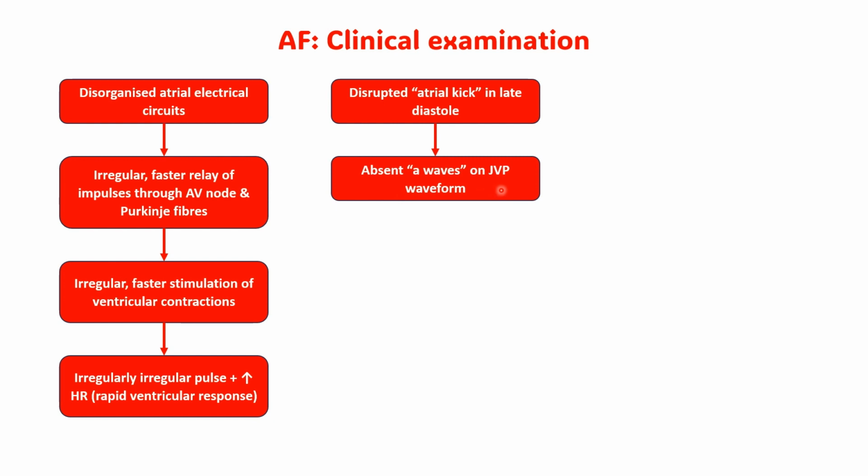So the a waves, so the jugular venous pressure waveform, essentially the pressure within the internal jugular vein. And if you think about it, when you have atrial contraction, there's going to be some blood forced back up into the internal jugular vein, which would therefore increase the pressure in the internal jugular vein. But if there isn't any atrial contraction, it's not going to be there on that waveform.